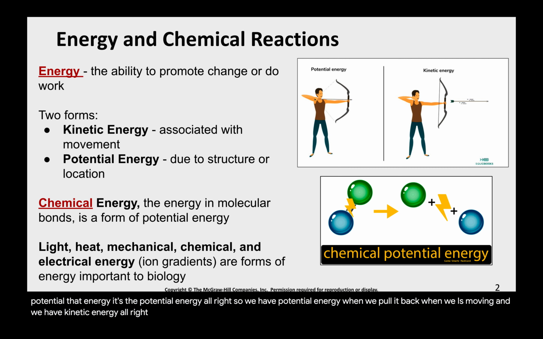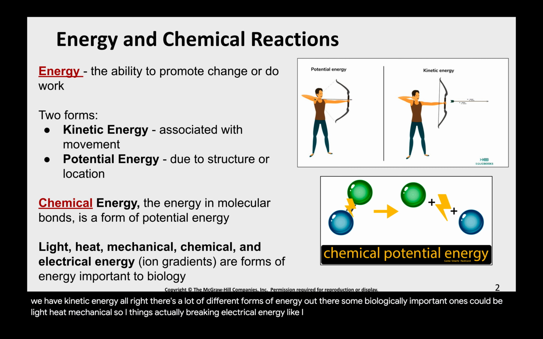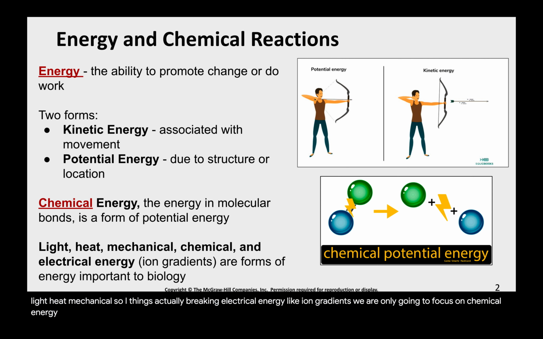Right? There's a lot of different forms of energy out there. Some biologically important ones could be light, heat, mechanical, so things actually breaking, electrical energy like ion gradients. We are only going to focus on chemical energy today because I think that's the most important to kind of start us off thinking about chemical reactions.